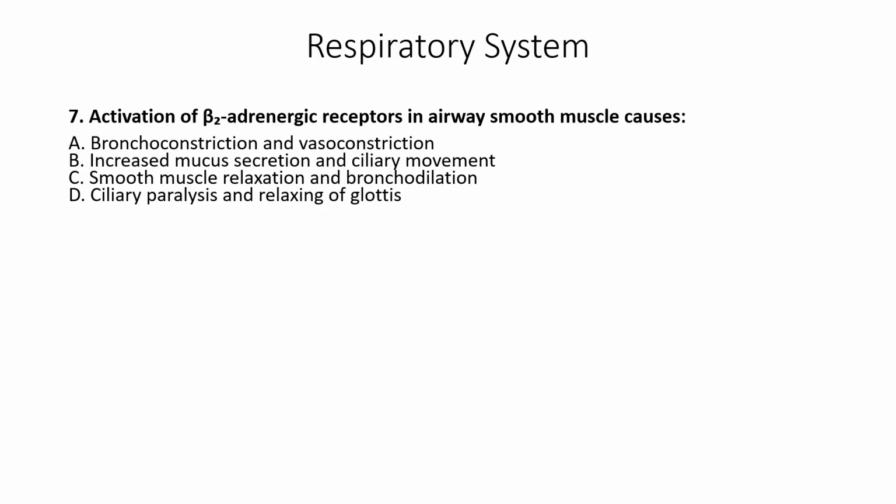So the correct answer here is option C. Sympathetic stimulation, like the one we've described here, which is via these beta 2 receptors, can lead to smooth muscle relaxation. Okay, and if the smooth muscles are relaxing, you can have bronchodilation.